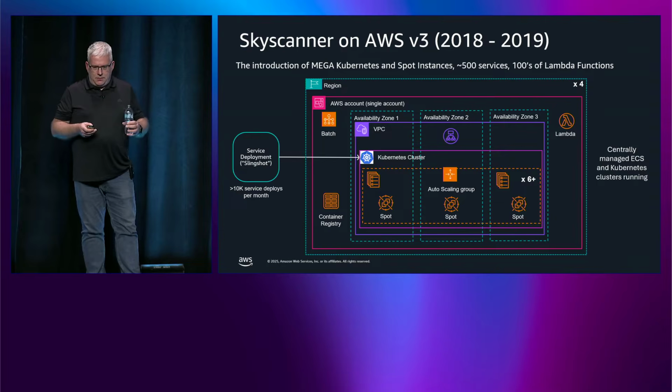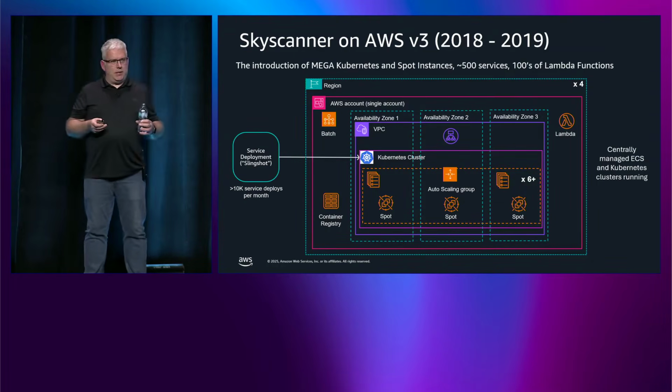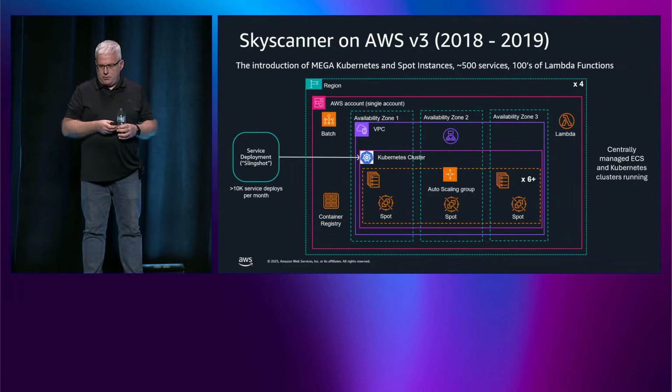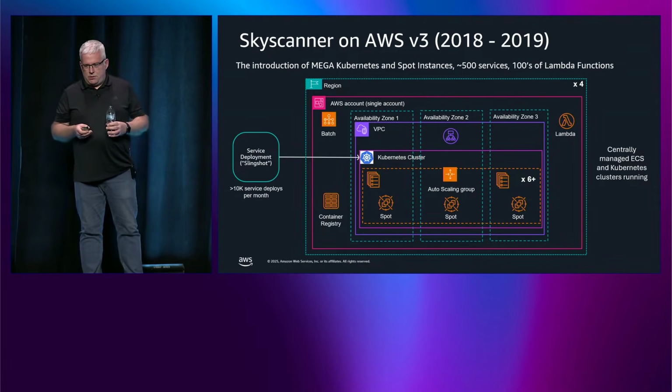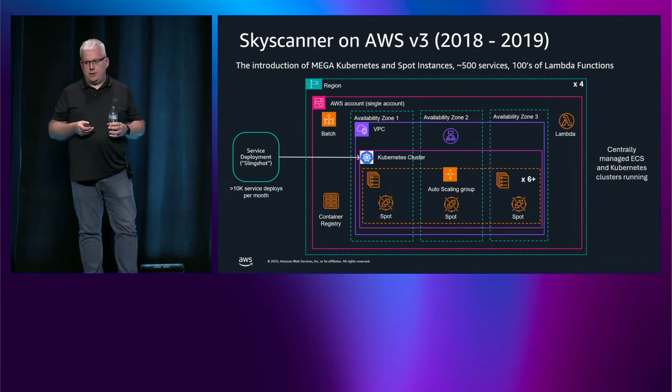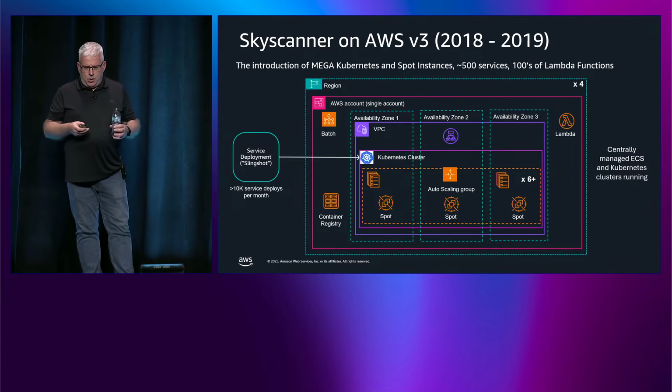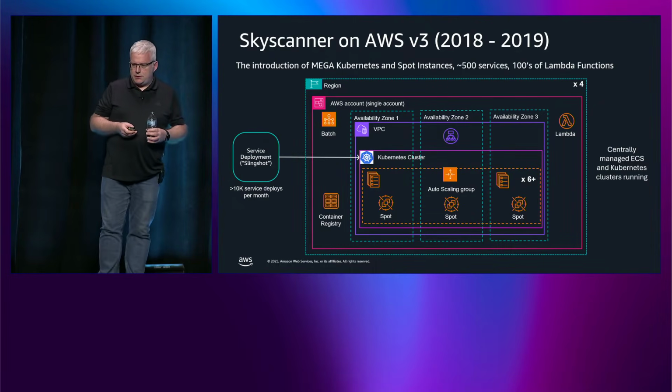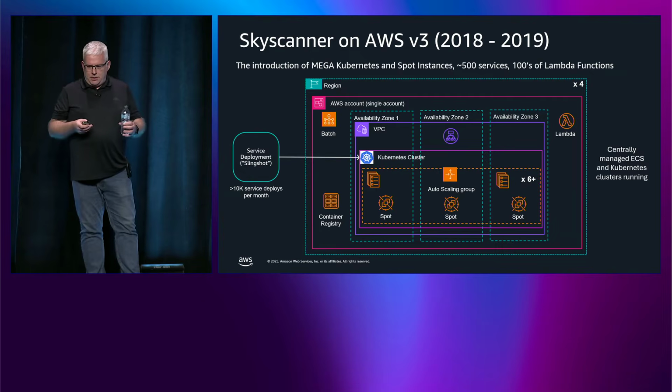So skipping forward, V3, we're now in the era of Kubernetes. We adopted Kubernetes primarily to bring Spot into our compute platform. By about 2019, we were at about 500 services, still had hundreds of Lambda functions, but we were doing about 10,000 deploys a month. We operated ECS and Kubernetes side by side, centrally managed clusters, and we'd migrated most of our flights workloads across from the data center at this point. So we had efficiency and velocity, but the downside was what we called the mega clusters, so huge failure domains essentially.